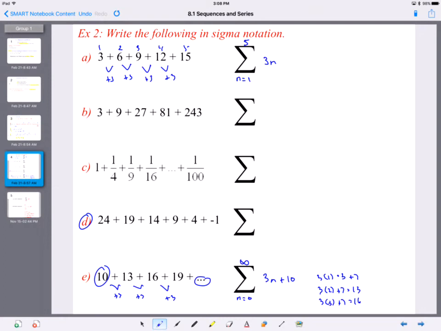All right, so on D, you're going from 24 to 19, that's subtracting 5. 19 to 14, subtracting 5.